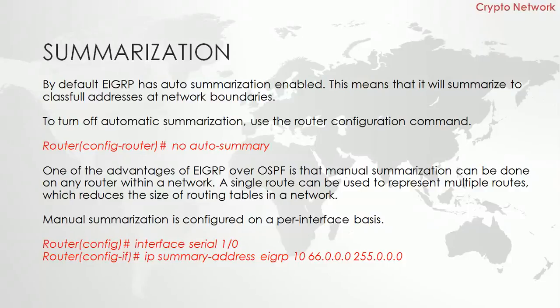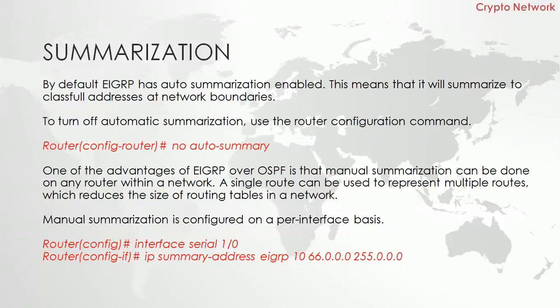So summarization in EIGRP. EIGRP does automatic summarization on the major network boundary, and that can be turned on or off. The auto summary feature can cause problems with discontiguous networks. To turn off automatic summarization, use the no auto summary router configuration command. EIGRP has added functionality to allow administrators to create one or more summary routes on any router within the network.